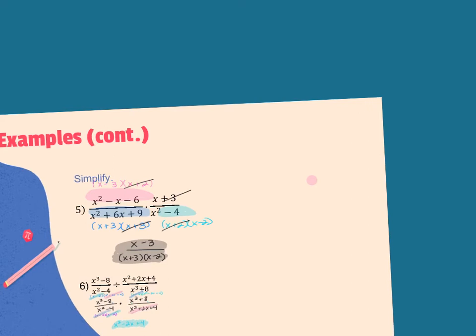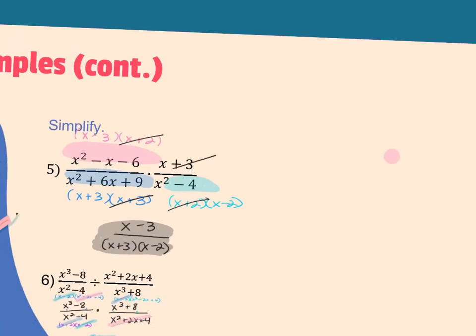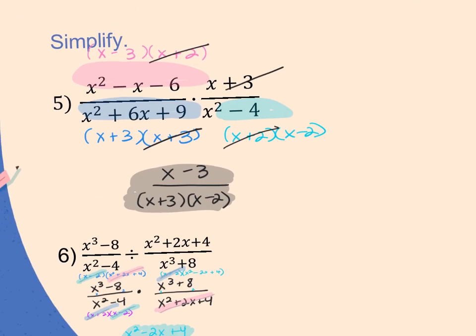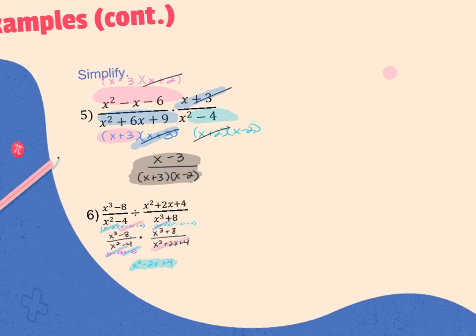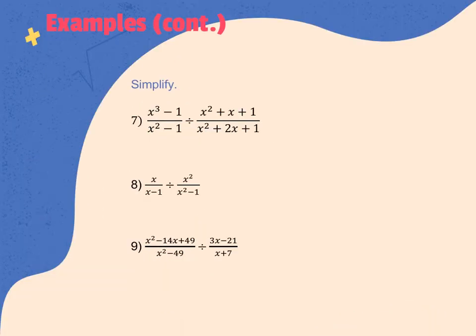You could, but there were 2 x plus 3s. So we did cancel this one with this one, but there was still a second one here. Does that make sense? Oh yeah. Okay. Thank you. You're welcome.